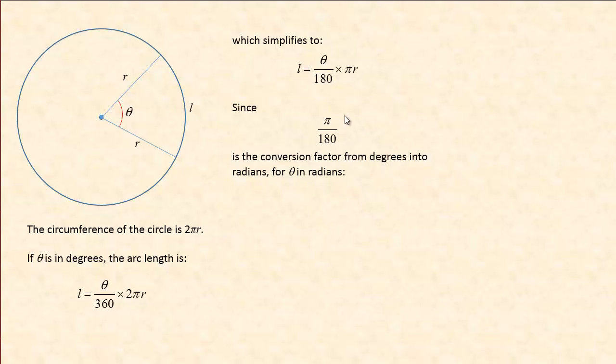So for theta in radians, what we'll do is we'll cancel out of this the pi and the 180, and we just get L is equal to r theta. So if theta is in radians, the arc length here is just going to be the radius multiplied by the angle. But remember, that is with theta in radians. You need to use this if theta is in degrees.